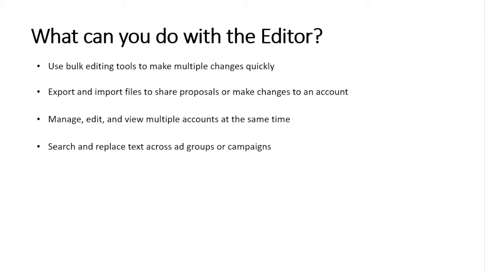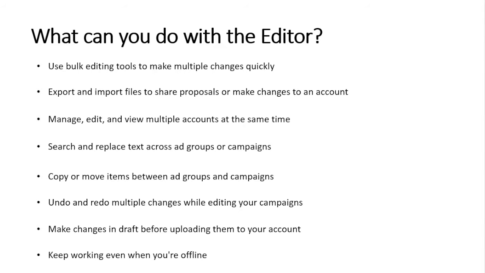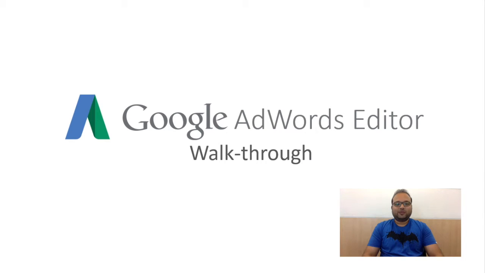Search and replace text across ad groups and campaigns. Copy or move items between ad groups and campaigns. Undo and redo multiple changes while editing your campaigns. Make changes in draft before uploading them to your account. And most importantly, keep working even when you're offline. The key to using the editor to its maximum potential is to understand the interface well and leverage Excel sheets to your advantage. Let us begin with the editor interface first.